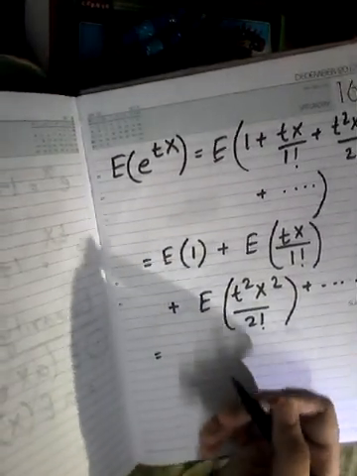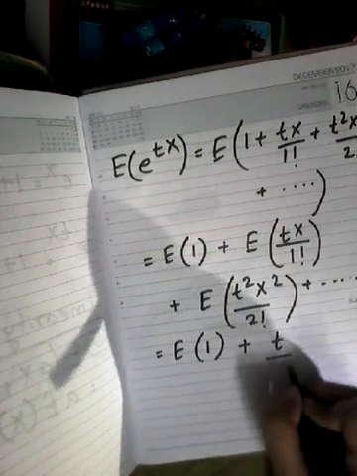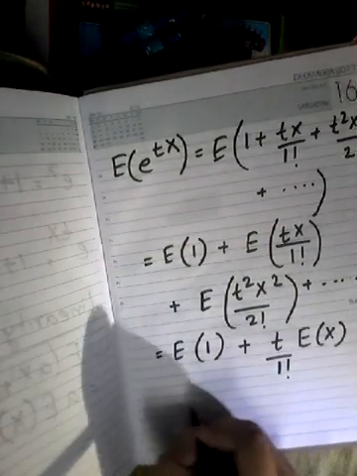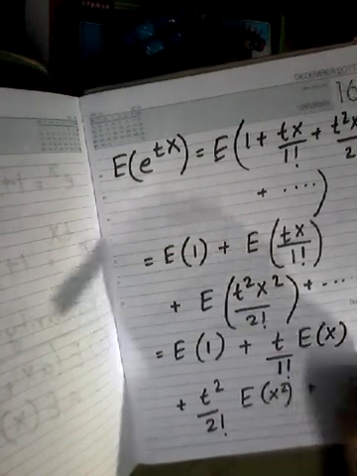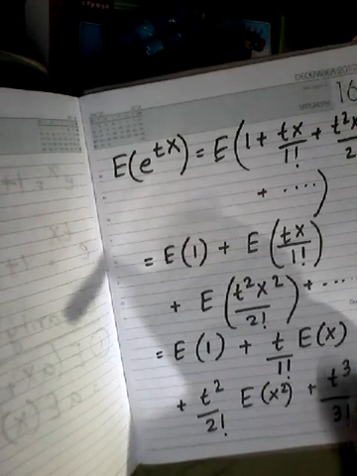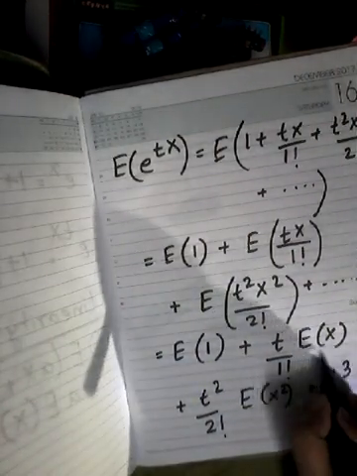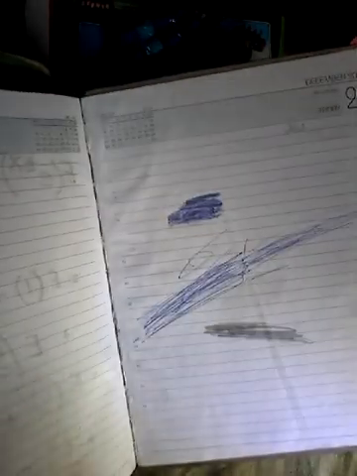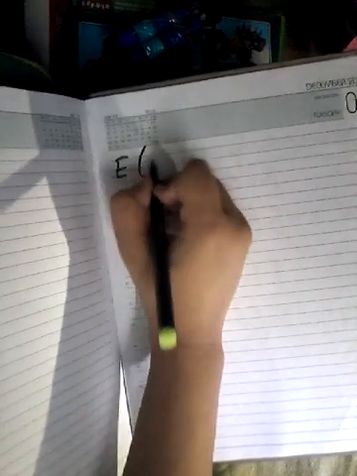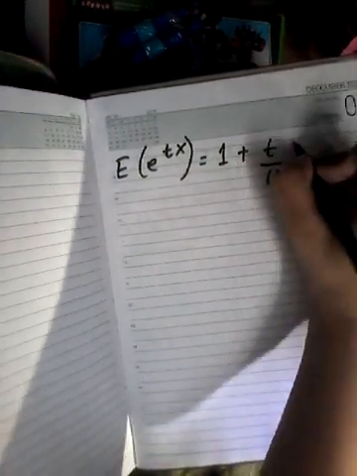Also, linearity ensures that the constant terms come out. That makes this into E of 1 plus t by 1 factorial into E of x plus t square by 2 factorial into E of x square plus the next term would be t cube by 3 factorial into E of x cube and the rest of the terms. So now you can see we are getting our moments here, here and here, right? So, what we got was, the E of 1 is defined to be 1. So, this term becomes 1.